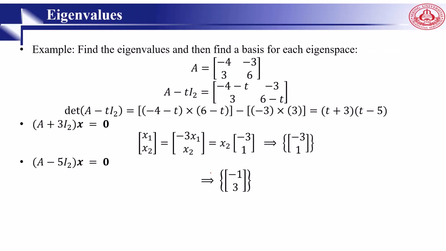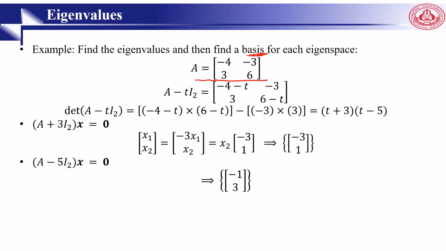In order to better understand this topic, let's find the eigenvalues and find the basis for each eigenspace. In this example, first we need to find the eigenvalues of this matrix A, and then we will find a basis for each eigenspace. As a reminder from the previous lecture, the eigenspace associated with an eigenvalue is a subspace that consists of all eigenvectors corresponding to that eigenvalue along with the 0 vector.